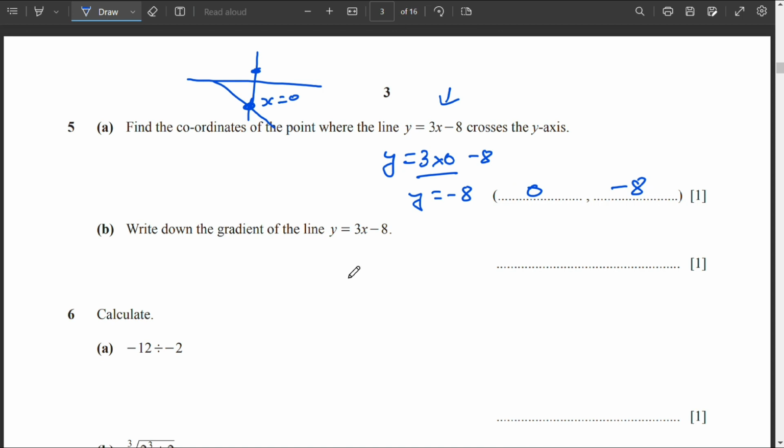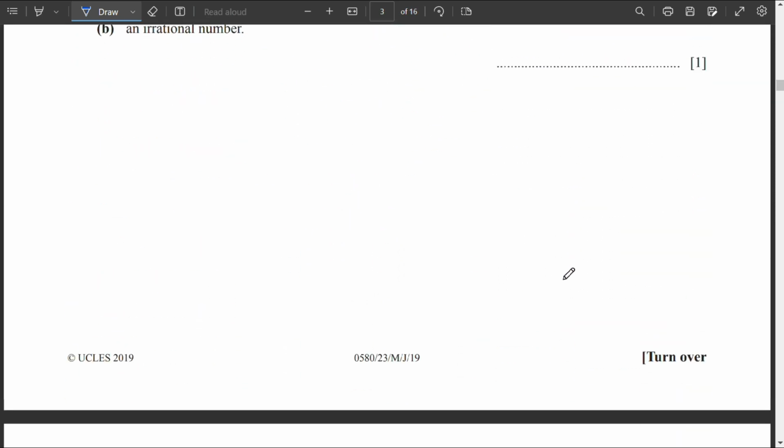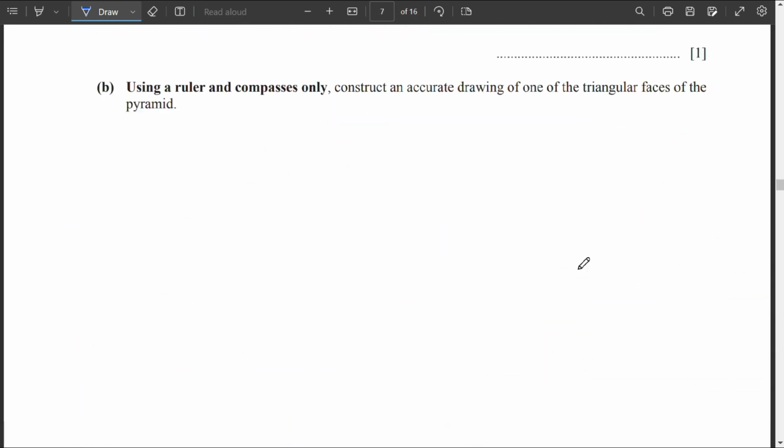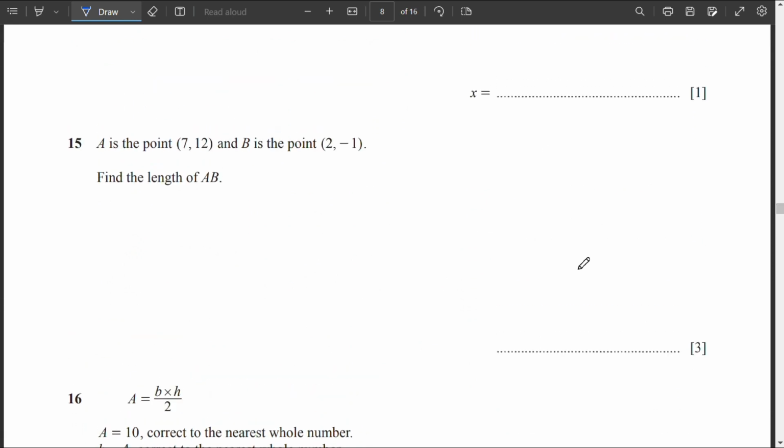Okay, write down the gradient of the line y = 3x - 8. Simply compare it with y = mx + c. So what is m? m is 3. So the slope of this line is 3. Okay, done. So now the next question is question number 15. So you are directly going to question number 15 of this paper.